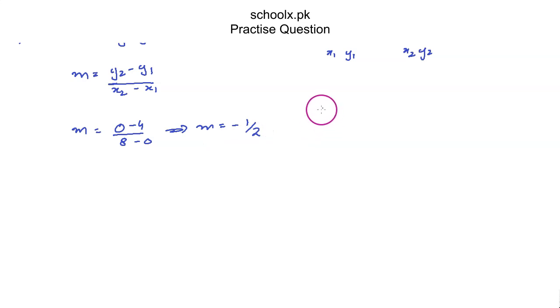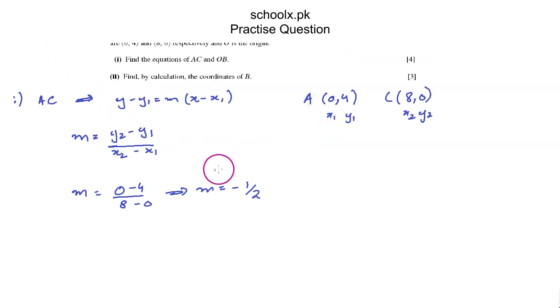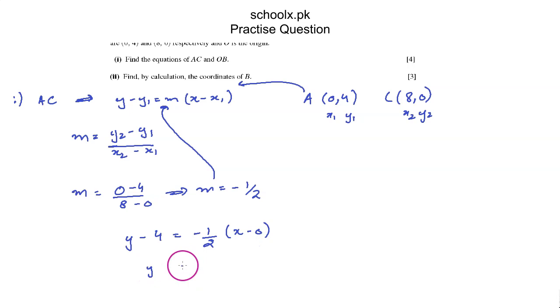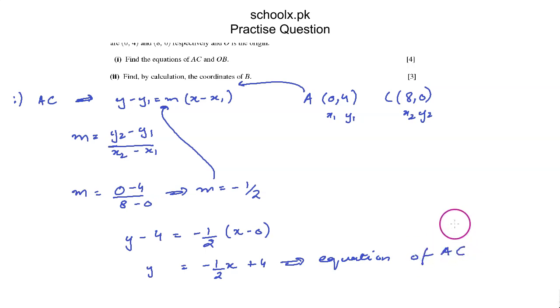And A was 0, 4. Now we'll plug this m and the values of A into this equation. So we get y minus 4 equals negative 1 by 2 into x minus 0. So we get the equation y equals minus 1 by 2 x plus 4. This is the equation of AC.